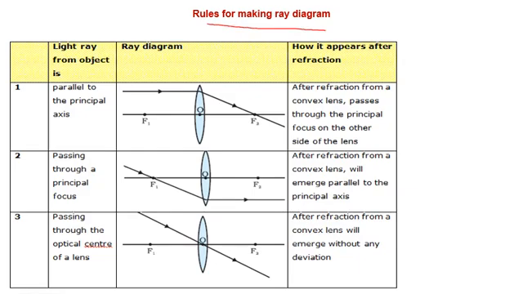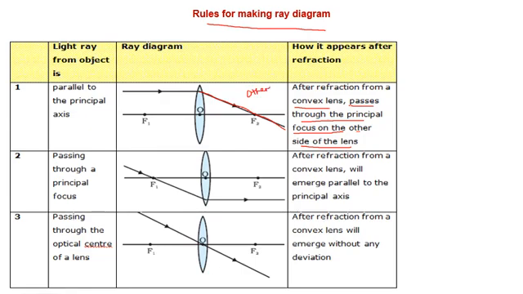It says that when a light ray from the object is parallel to the principal axis, after refraction it passes through the focus. After refraction from the convex lens, it passes through the principal focus on the other side of the lens. This is the other side of the lens.